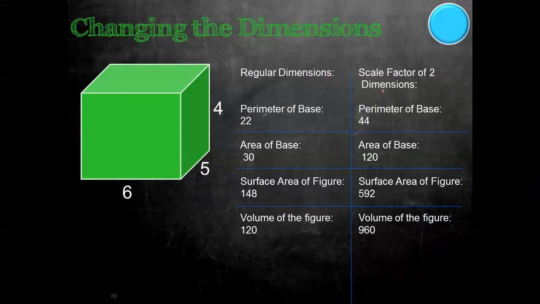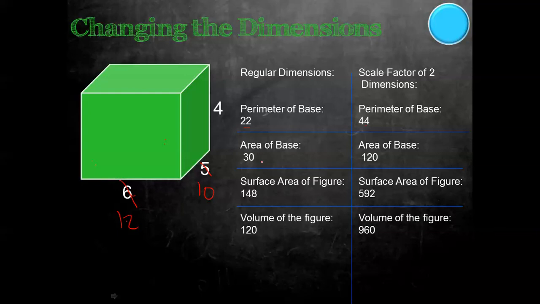So when we're changing the dimensions, this is what happens usually to the perimeter, the area, the surface area, and the volume. If we multiply the perimeter of the base by a scale factor of 2, the original perimeter right here is 22. 6 plus 5 plus 6 plus 5 is 22. If we were to double that, and make this 12 and this 10, 12 plus 10 plus 12 plus 10 is 44. Now we could have just said 22 times 2 and got 44 without actually having to do that to the dimensions.